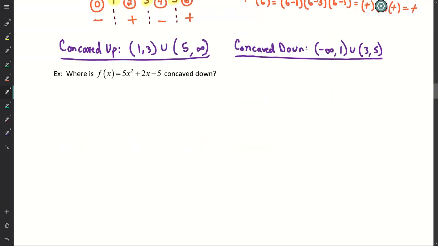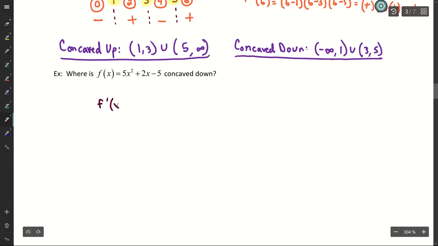All right, this guy here starts us from the beginning of the problem. It says, hey, where is this function concave down? This is nice in that they're not asking for both, they're just asking for one. Let's see what happens on this particular function. This may be something interesting here.